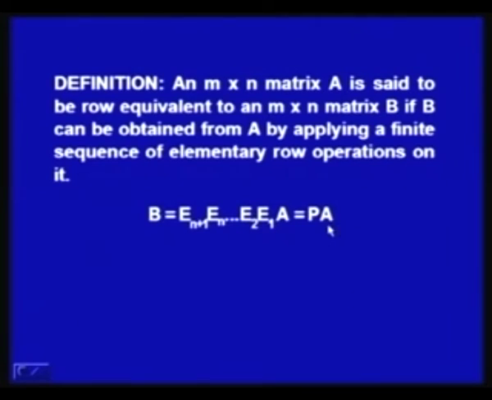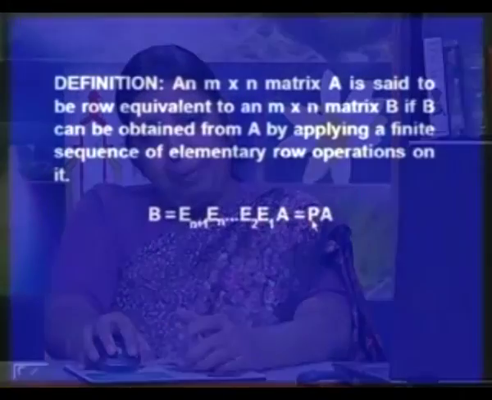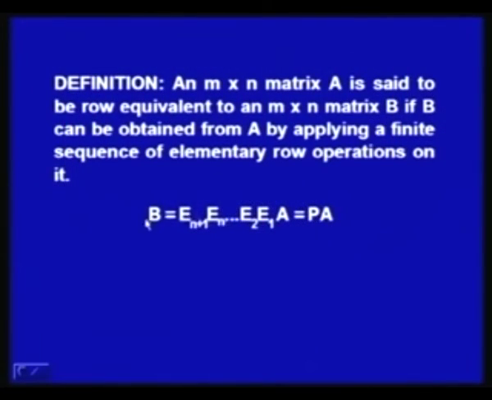Now, this means that we have a matrix A. On this matrix A, I apply a sequence of elementary row operations. What are those operations? E1, E2, E3, En, En plus 1. They are pre-multiplied on the left hand side of A. What are E1, E2, En? These are elementary matrices, that is the same row operations applied on identity matrices. So, all these matrices when multiplied together, let us say this is P. So, if B can be written as P times A, then we say B and A are row equivalent matrices.